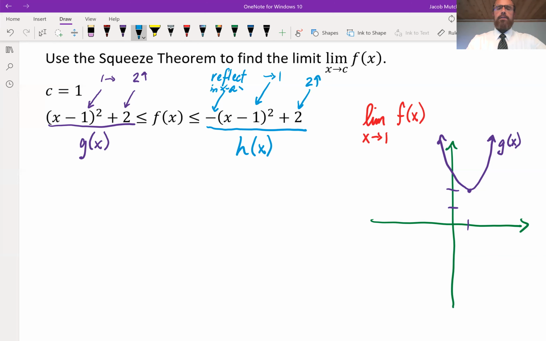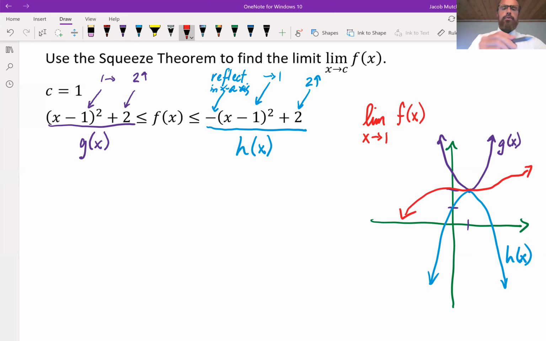But its vertex is still at the point (1, 2). So if I consider this graph, it's something like those two functions. Now, we don't know anything about h of x, I'm sorry, about f of x. It's some mystery function, but what we know is that its y values are always between the y values of the purple g of x and the blue h of x.